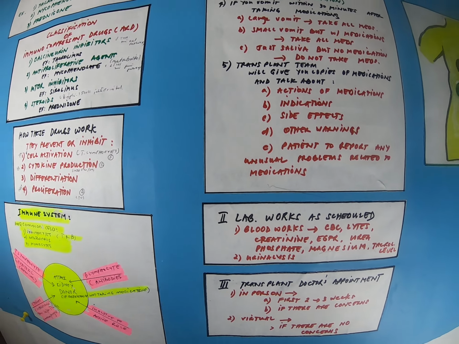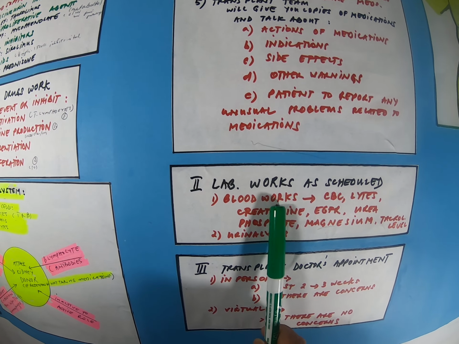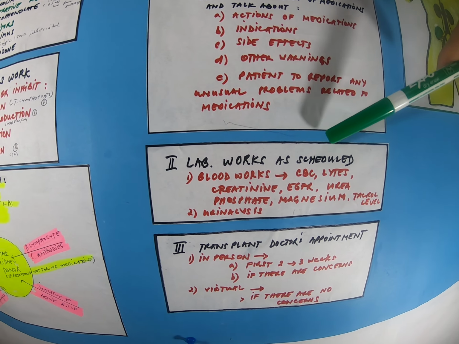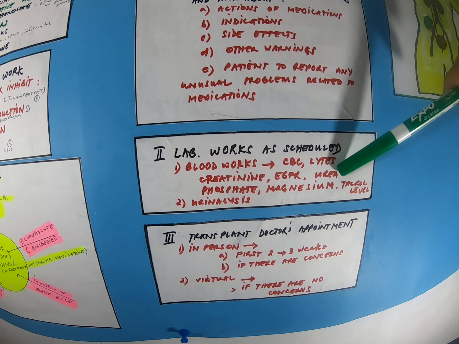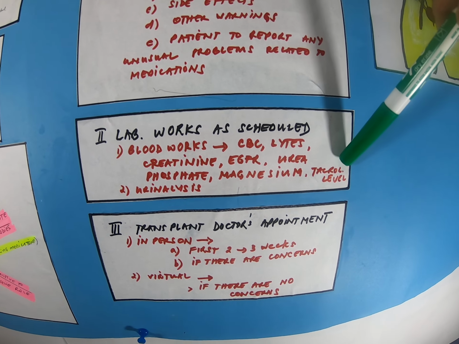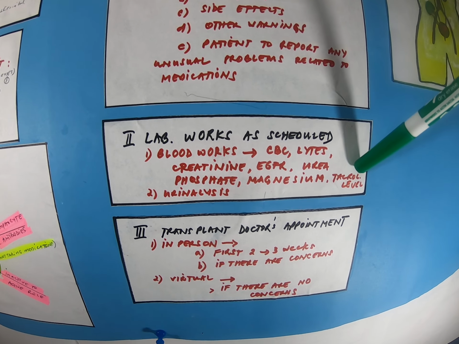The next way to avoid kidney donor rejection is keeping up with your lab works as scheduled. Do not skip your appointments. They will get your blood works, and that includes your complete blood count, your lytes, your creatinine, the GFR, the urea, the phosphate, magnesium, and the tacrolimus level, and the cytomegalovirus. This virus, I'm not saying it will happen all the time.